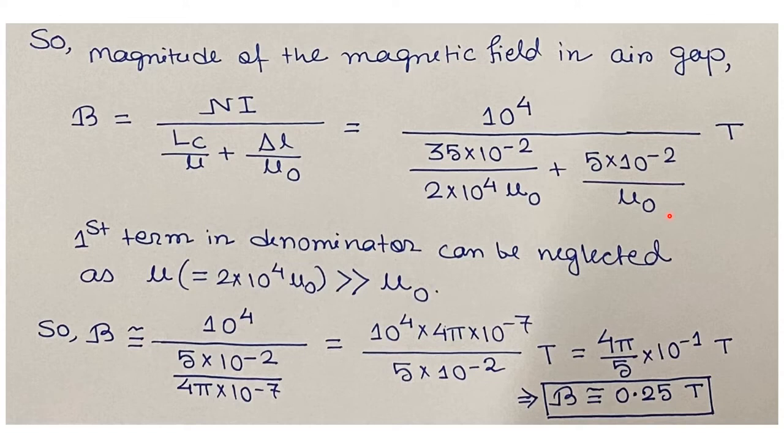If we see this expression carefully, the first term in the denominator can be neglected, as this mu is 2 into 10 to the power 4 mu naught, which is very much greater than mu naught. So if we cancel out this term, we will get the simplified magnetic field, that is 10 to the power 4 divided by 5 into 10 to the power minus 2 by 4 pi into 10 to the power minus 7. If we calculate that, we will get 4 pi divided by 5 into 10 to the power minus 1 Tesla. So our magnetic field in the air gap will be 0.25 Tesla, rounded off to two decimal places.